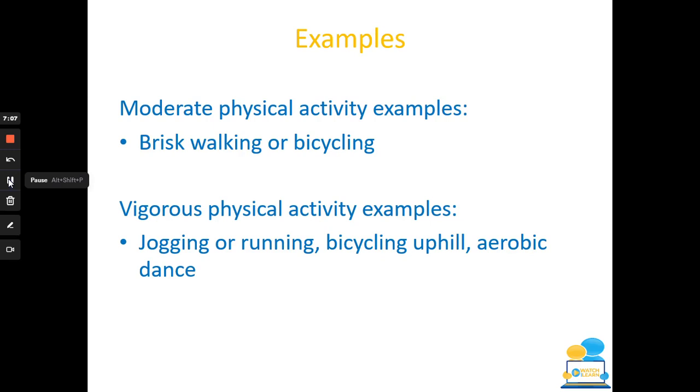Examples of the different types of physical activity. Moderate physical activity would refer to a brisk walk or cycling at a leisurely or moderate pace. Vigorous physical activity would refer to jogging or running, depending on our fitness level. Bicycling uphill would be another example of something that could result in vigorous physical activity. And aerobic dance as well is sometimes used to engage in vigorous physical activity.